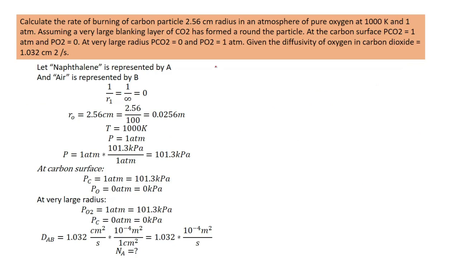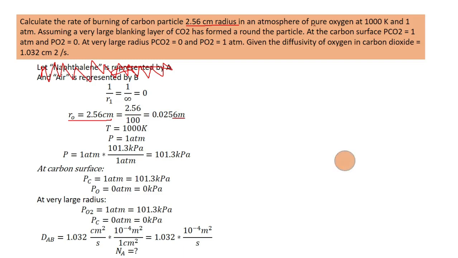Now the second question is, you have to calculate the rate of burning of a carbon particle having a radius of 2.56 centimeter. There is a mistake, I am removing it. The radius of the particle in this case is 2.56 centimeter. To convert it into meters, just divide 2.56 by 100, and you will get your answer in meters.